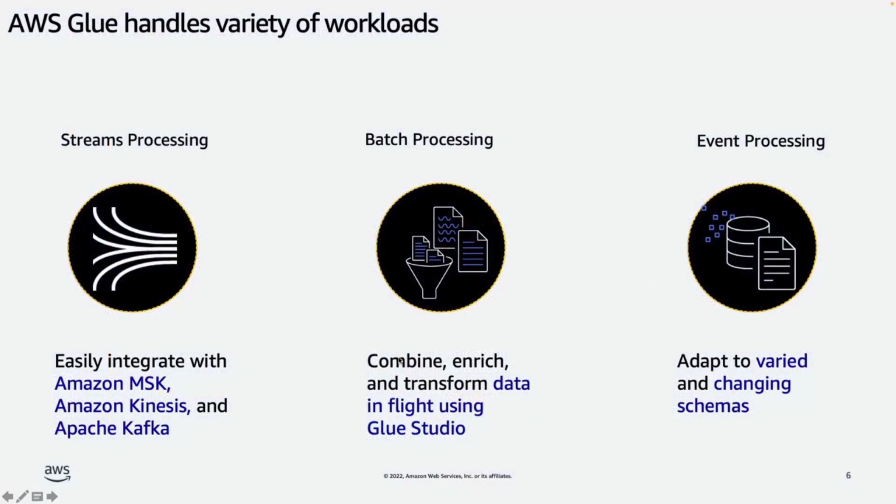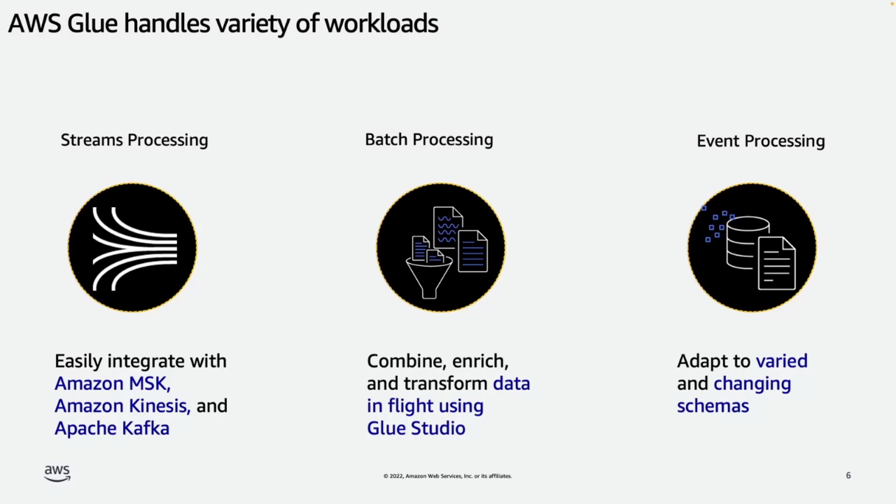So we talked about the various workloads that it can handle. The workloads can be stream processing. For example, if you have data coming in Apache Kafka, or Managed Streaming for Apache Kafka, which is a managed service for Apache Kafka from AWS, or Amazon Kinesis, a native service for stream processing. In all of these cases, Glue can easily connect or tap onto the data and process it using Glue streaming, so that you don't need to go into another tool for stream processing.